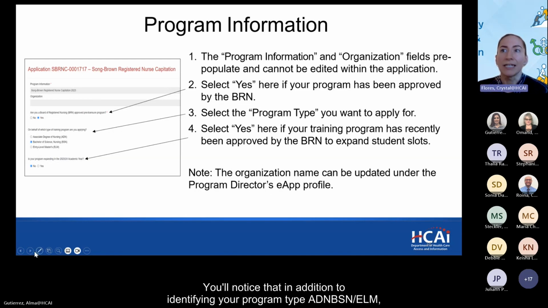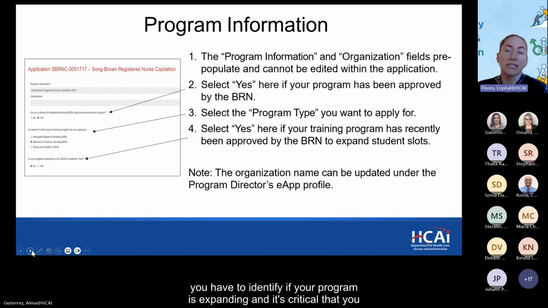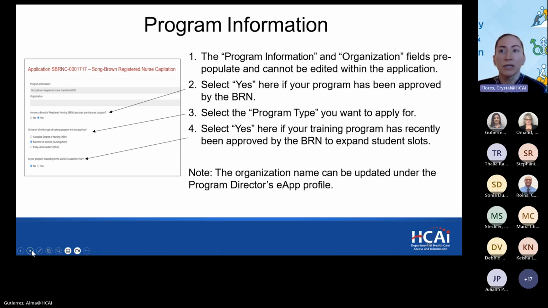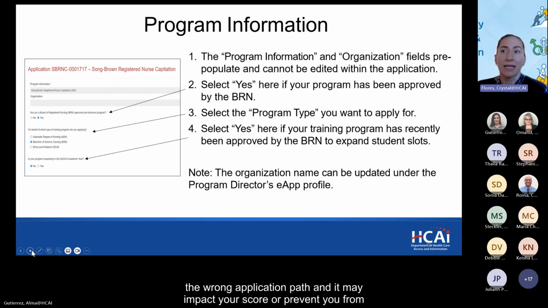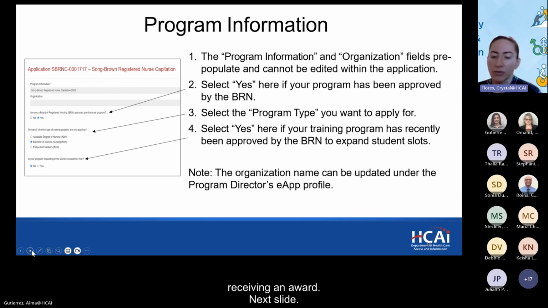You'll notice that in addition to identifying your program type, ADN, BSN, ELM, you have to identify if your program is expanding. And it's critical that you make the correct selection here, because the wrong selection will send you down the wrong application path, and it may impact your score or prevent you from receiving an award.